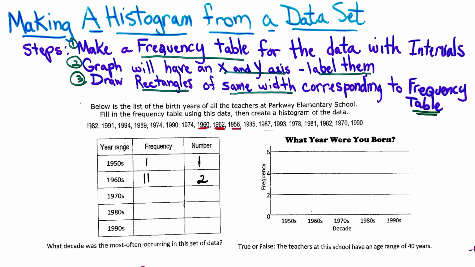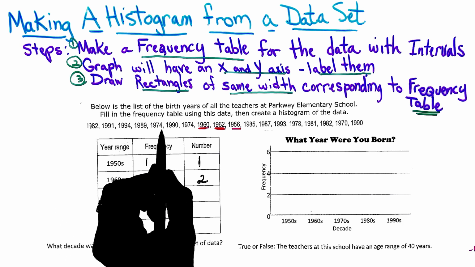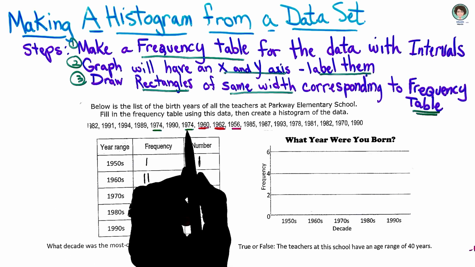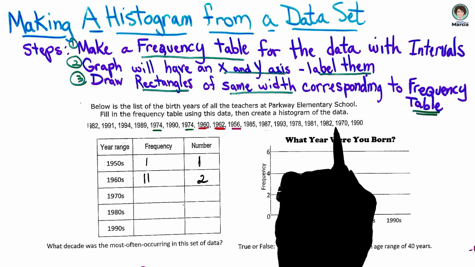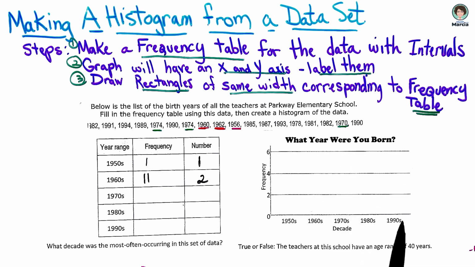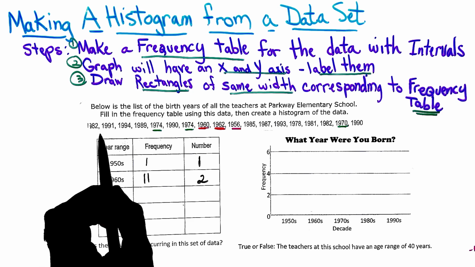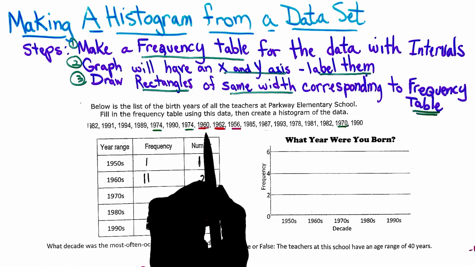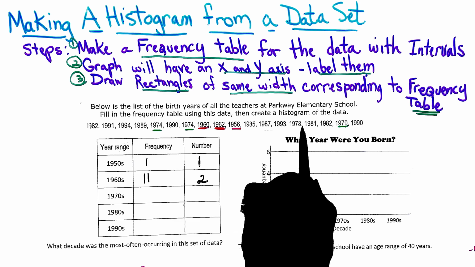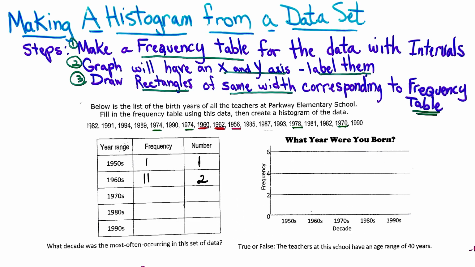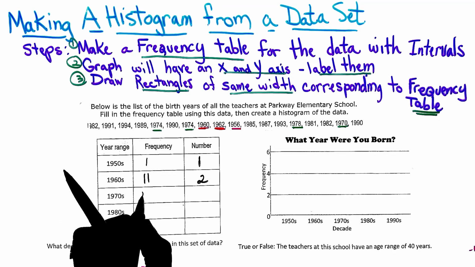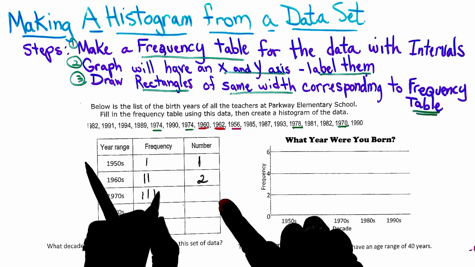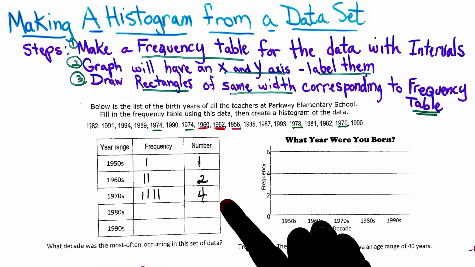I think I'll pick up a different color. And I'm going to my 70s, and I see I have 1, 2, 3. Going back over it again. Making sure I didn't miss one in my 70s, and see, that's why you double check. I do have 4 of them. So it is going to be 1, 2, 3, 4, and I'm putting my 4 here.